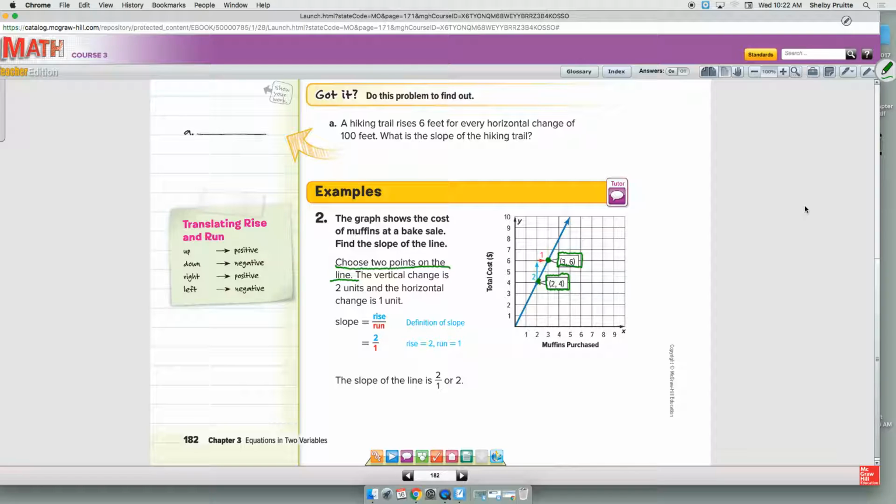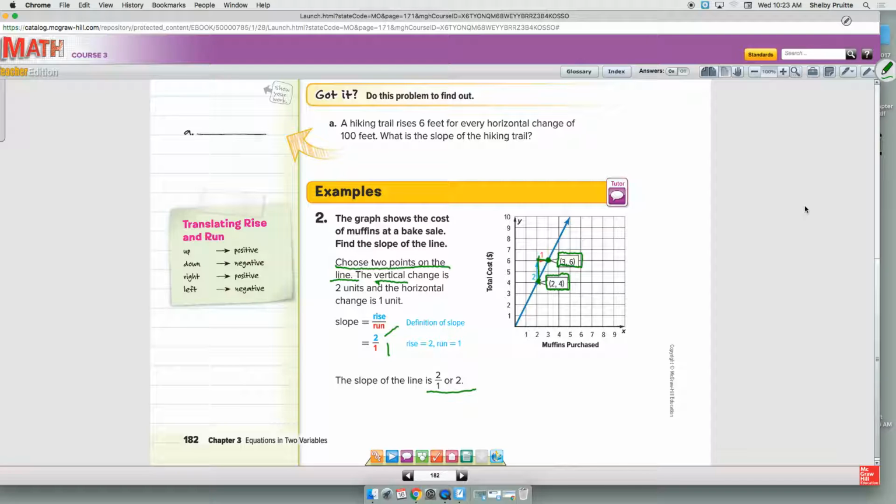So the vertical change, or the rise, we know we start here and we go up 1, 2. That's your rise. So that's where they got this 2 from. And then the run, well, that's how far they're going over. So they're going over only 1. Your rise is 2, your run is 1. So the slope of this line is 2 over 1 or 2.